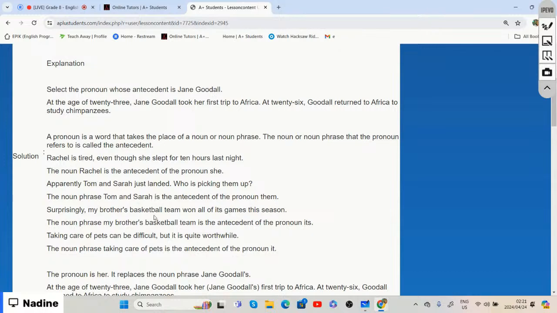All right, so we say that a pronoun is a word that takes the place of a noun, right? And in this case, when we say noun, it can also be a noun phrase. So we say, Rachel is tired even though she slept for 10 hours last night. So a noun, Rachel, is the antecedent of the pronoun, which is she, right? Because remember, she is the pronoun and it takes the place of Rachel.